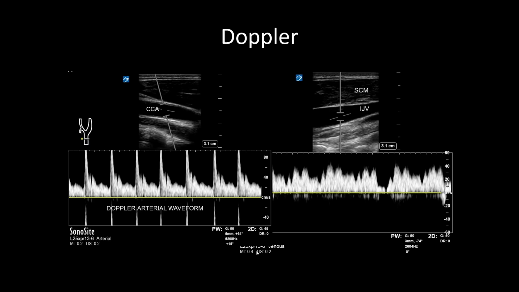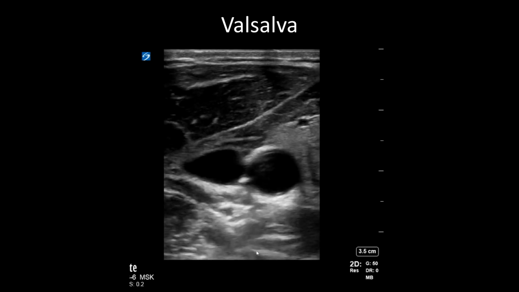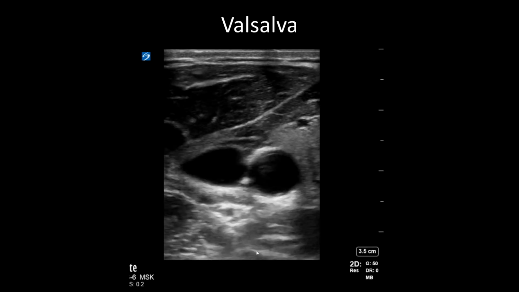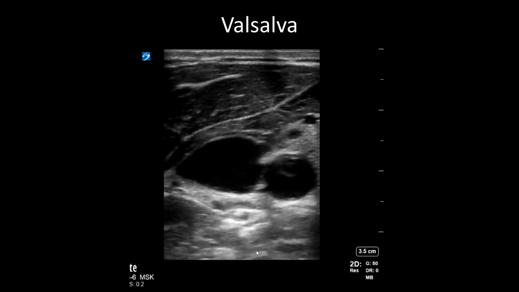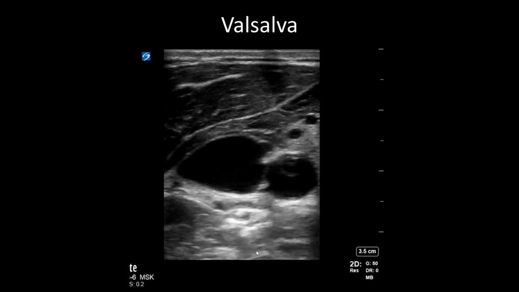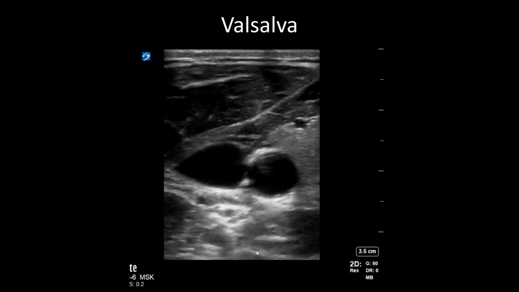The carotid artery, as seen on the left, has a triphasic waveform, versus the internal jugular vein has a venous waveform with respiratory variation, as demonstrated on the right. If your patient's IJ is extremely collapsible secondary to position or dehydration, you may have them Valsalva by bearing down, and that will increase the lumen of the internal jugular vein.